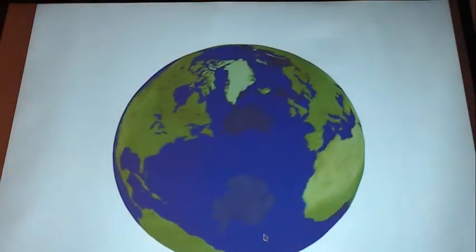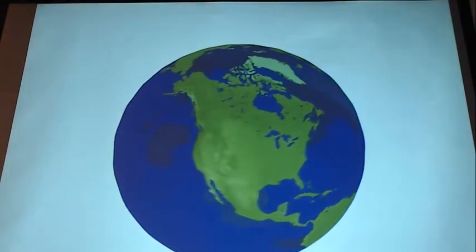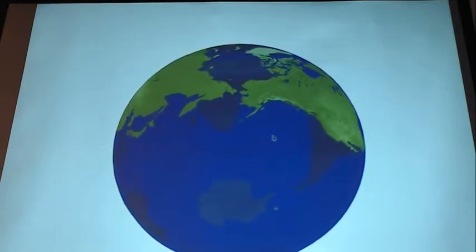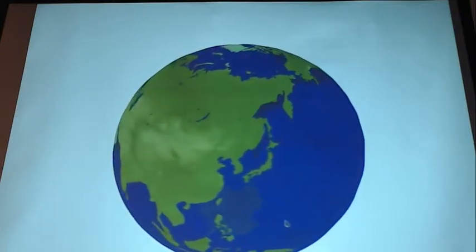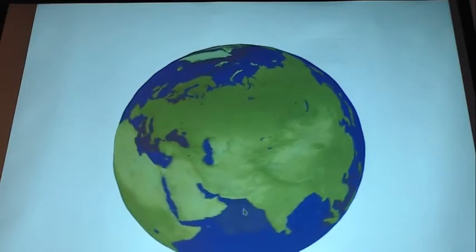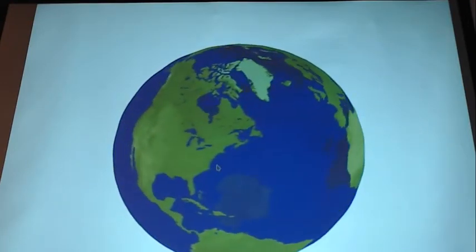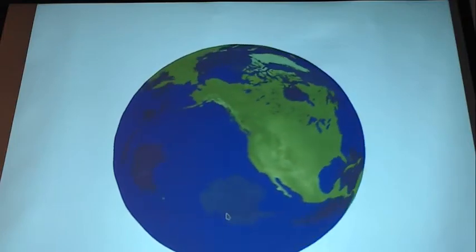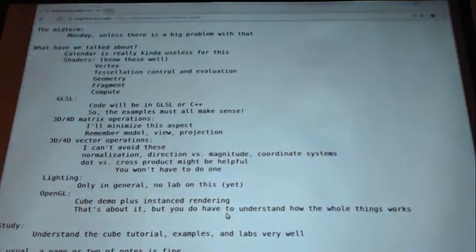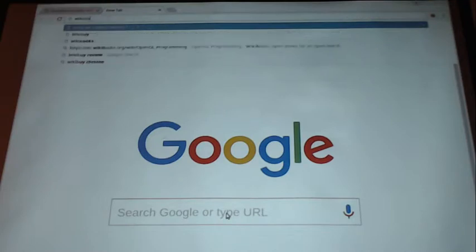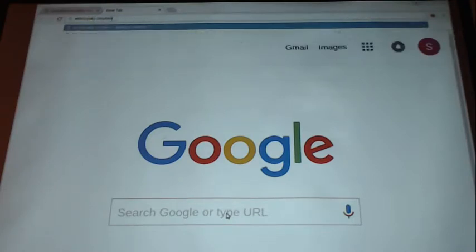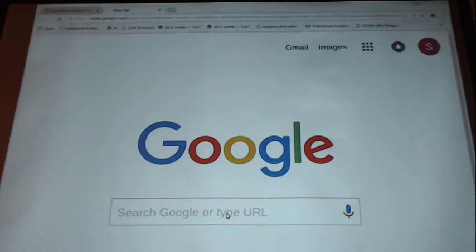This is my son's favorite one. You can't really see it that well on a projector, but the water is actually slightly transparent. It's just mostly blue, and so you can see through the world, like the whole thing is a blob of water with floating continents. What was the name of the wiki page that was on that one? I forgot, but I usually just say Wikibooks Modern OpenGL, and there you go.